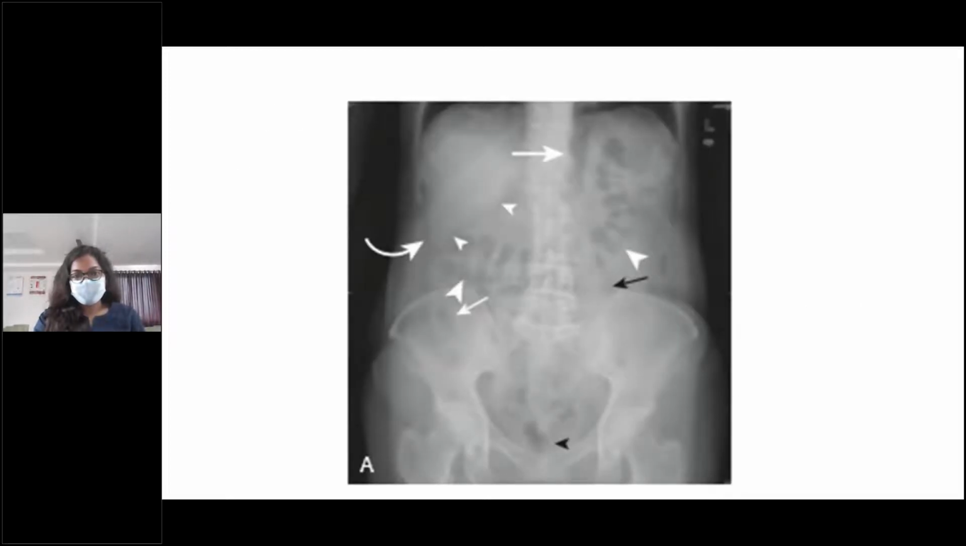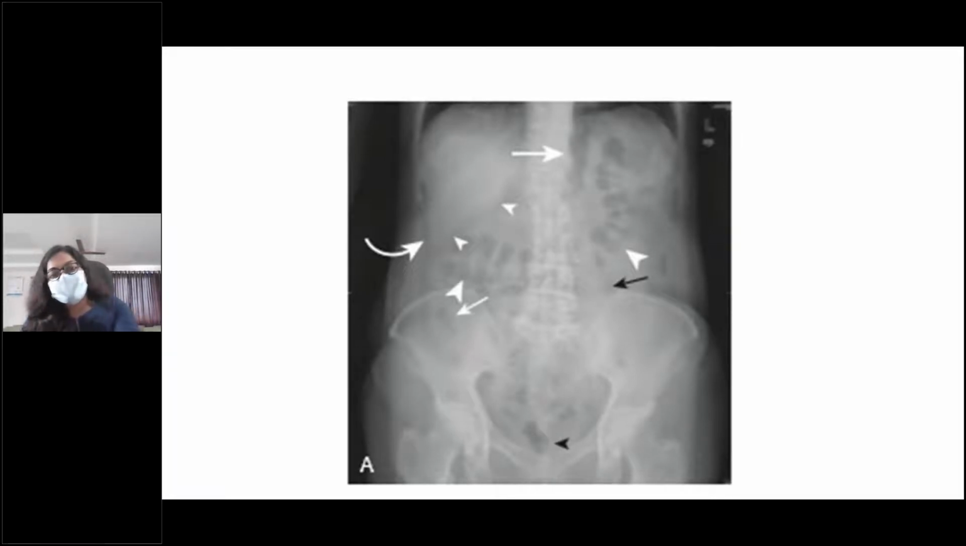This shows the rectal gas, the small bowel gas. This is the stomach bubble. I think you guys can see. This is the gas in the ascending colon.